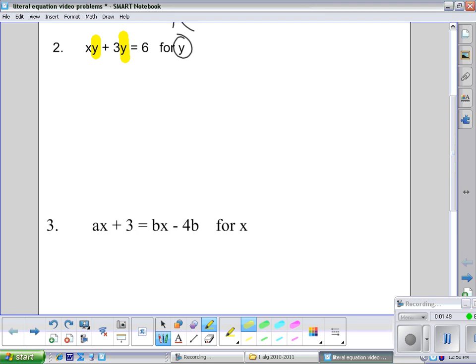There's two y's there. Well, this is an example of an equation that can only be solved if you use the distributive property. The distributive property must be used here. Whenever you see the variable that you're looking for in two different terms, you must use it. We say distributive property, but we mean distributive property in reverse as well. Since there's a y in both terms, we are going to take the y and put it out front, and we're going to multiply by the quantity of x plus 3, and we're going to set it equal to 6.